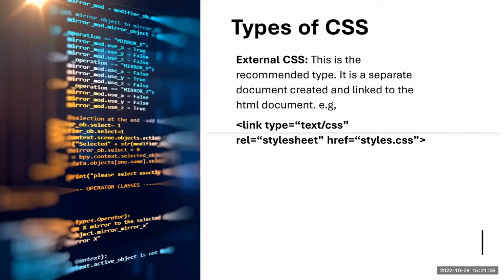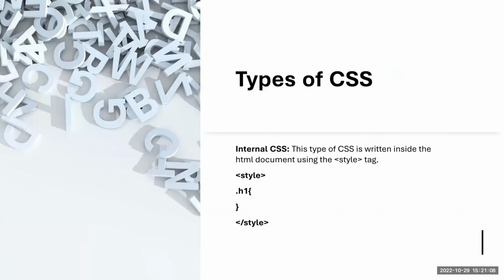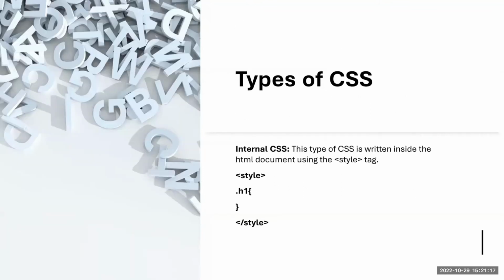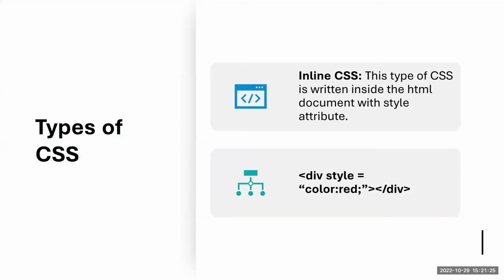So we have the external CSS. That's what you do outside in a different file. Then you link it to your HTML. That's the external. Then after the external, we also have the internal CSS that you do inside your HTML code. And the last part is the inline CSS that you do alongside your code.